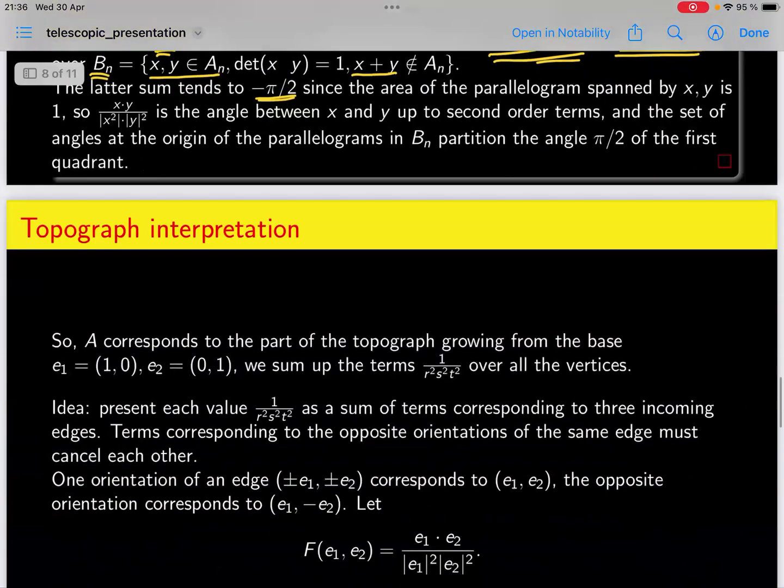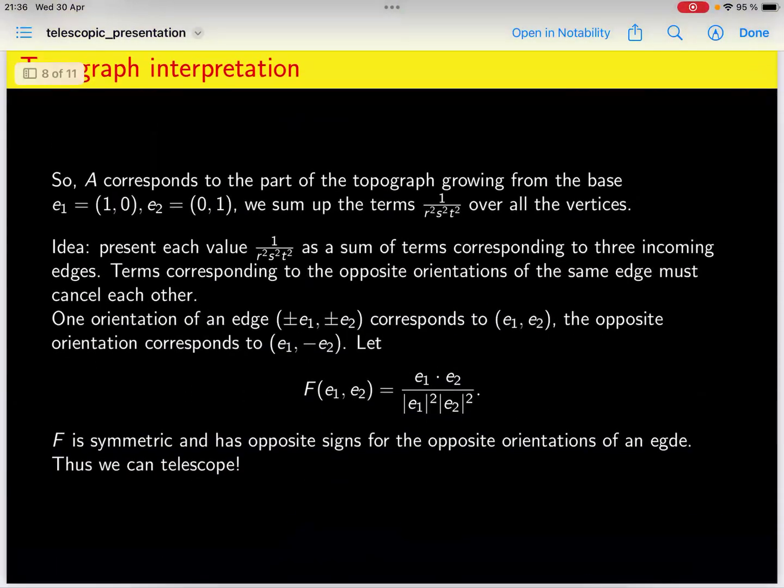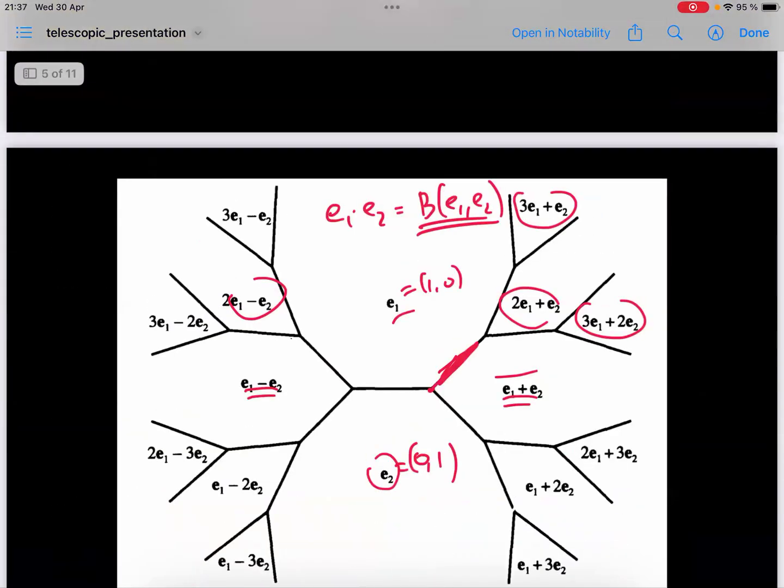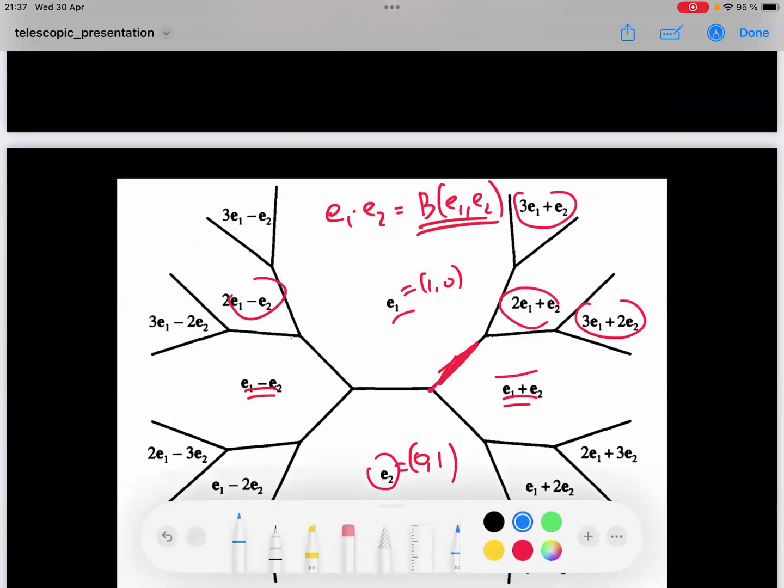So what is a topograph interpretation? As you remember, what is this set A where we take the sum? You take the vectors 1, 0, 0, 1, then another parallelogram and so on. That's exactly what I have here on this picture. I just started from 0, 1 and 1, 0 and take this part of the topograph. So every vertex here corresponds to a parallelogram of oriented area 1.